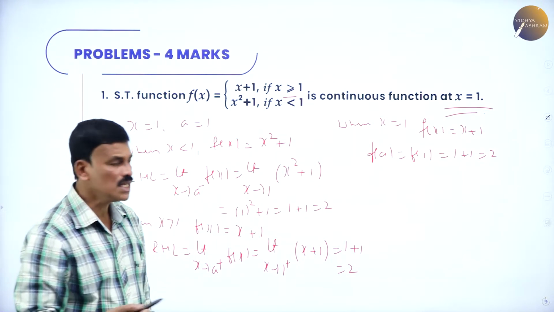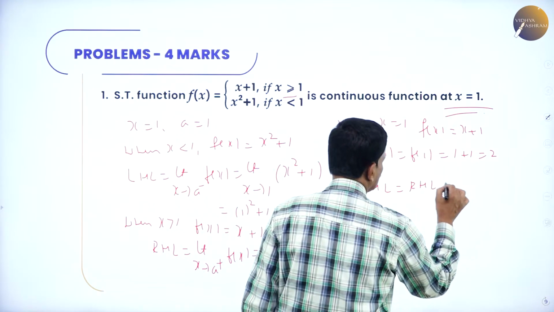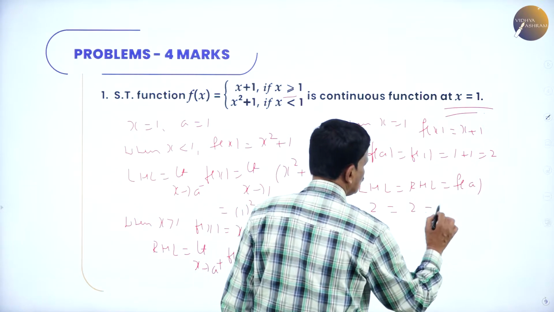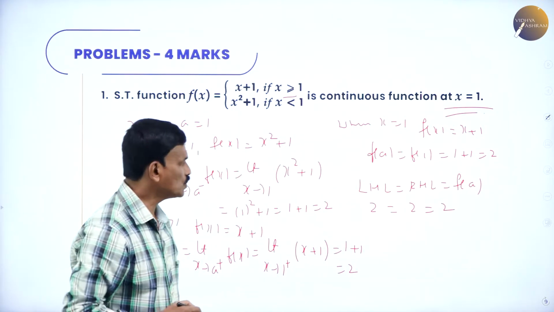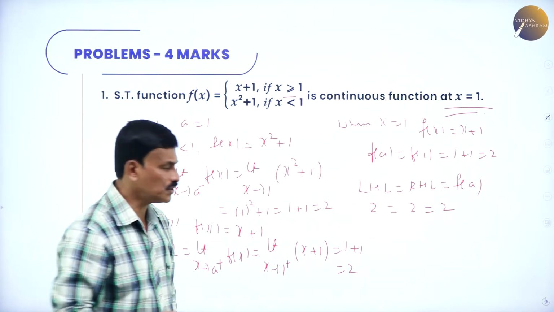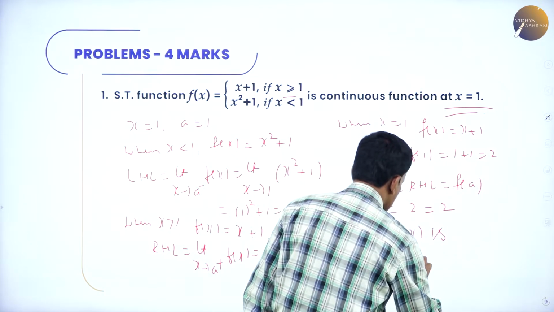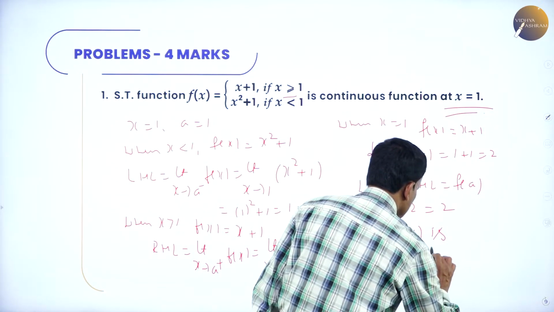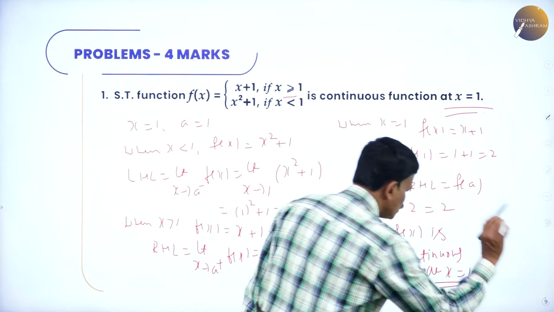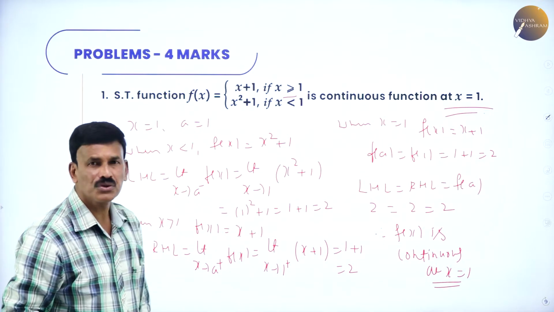So therefore this is continuous. So just write left hand limit is equal to right hand limit is equal to functional value. What is left hand limit? 2. What is right hand limit? 2. What is functional value? 2. So since left hand limit and right hand limit are equal and equal to functional value, therefore f of x is continuous at x is equal to 1. So if you do this much, definitely you will get 4 marks. This is how we are going to solve.